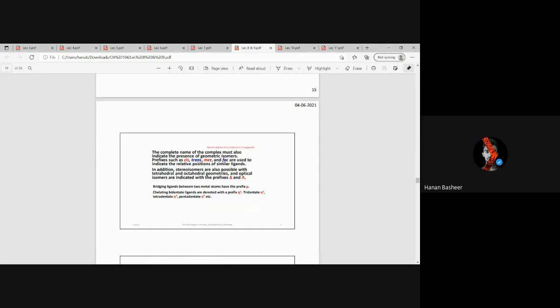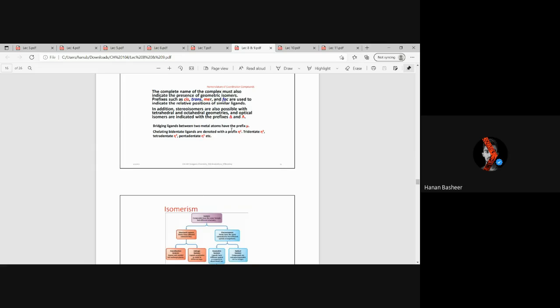So cis, trans, mer, and fac, we are adding these terms in front of the molecular names, such that we can know what type of structure it is. Like cisplatin, we know cisplatin is used for treatment of cancer. So we add that cis to know that it is a particular type of complex. We cannot take the trans one, as it won't work.